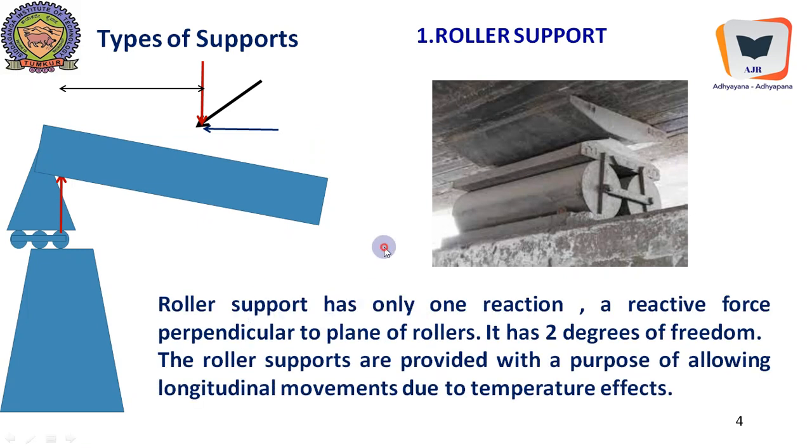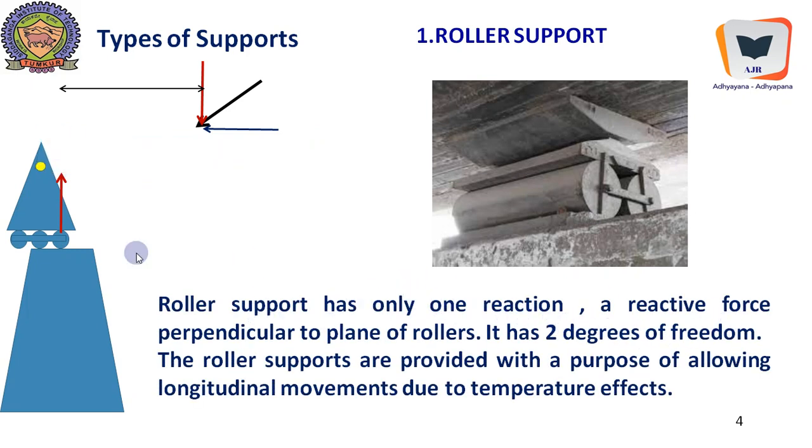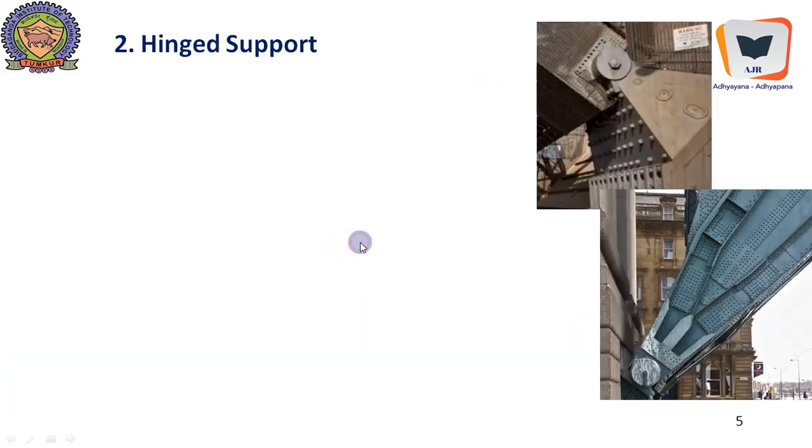Therefore, a roller support has only one reaction, a reactive force perpendicular to the plane of rollers. It has 2 degrees of freedom because it can move horizontally for a horizontal load. It can rotate with respect to the hinge for a moment which is external. And of course, the roller support is a must, as I told earlier, because it will allow longitudinal movements due to temperature effects, particularly in a bridge.